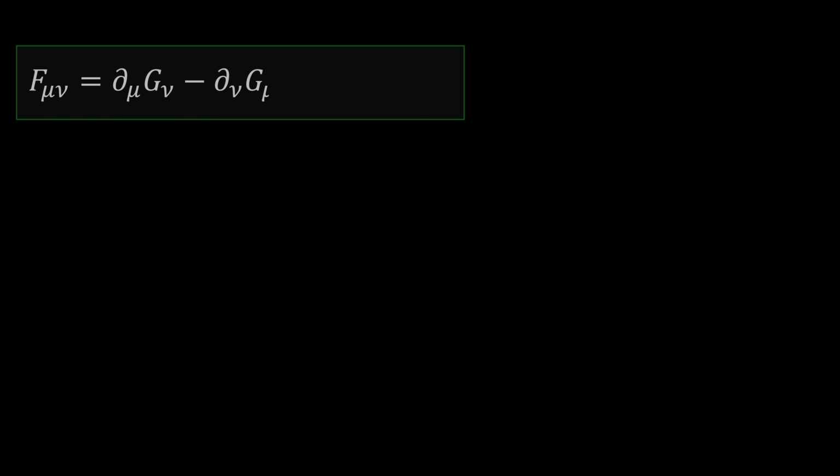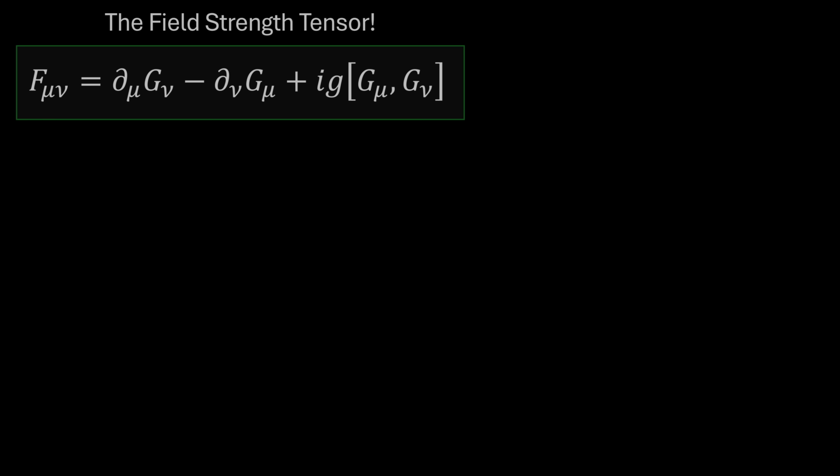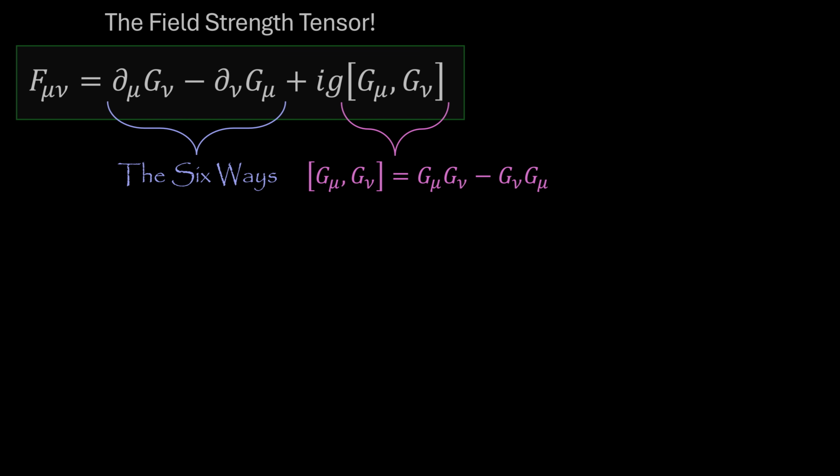Alright, well, now that we've derived the form of the field strength tensor for quantum chromodynamics, let's go ahead and talk about what kind of a thing this is. Well, as we've seen, it's a combination of the 6 ways and i g times the 6 more ways. Here I've gone ahead and written it in commutator format, where bear in mind the commutator of two things, A and B, is just AB minus BA. So this commutator is exactly what we've been calling the 6 more ways. Now the defining transformational property of the field strength tensor is that from one gauge to another, it should undergo an adjoint transformation.